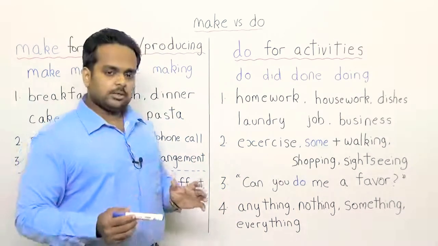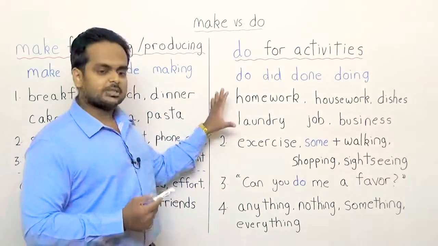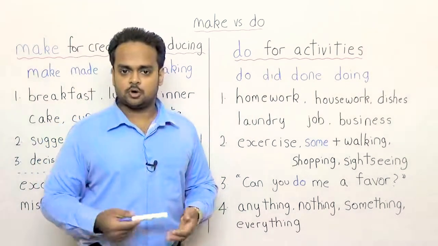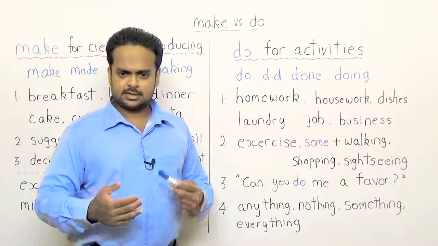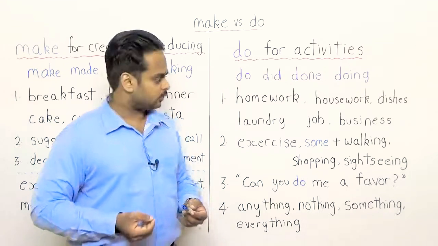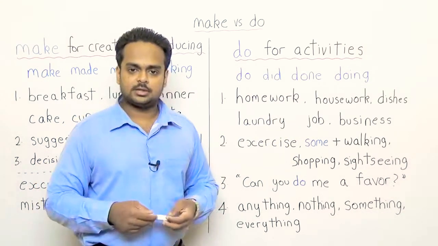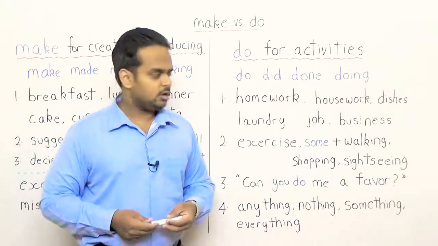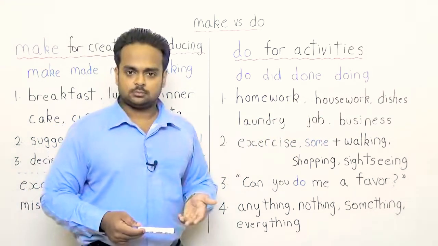One very common use of do is to talk about jobs or tasks, such as homework. Children have to do their homework. They don't make their homework. That doesn't really mean anything. Children do their homework. Okay? Or you might have to do your housework. Housework means things around the house, cleaning, washing, etc. For example, with dishes or laundry, we use do.